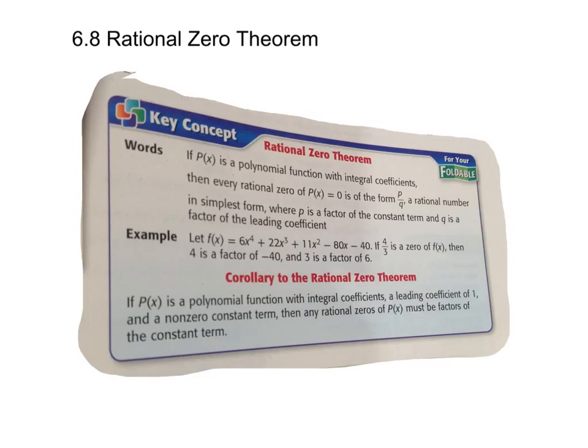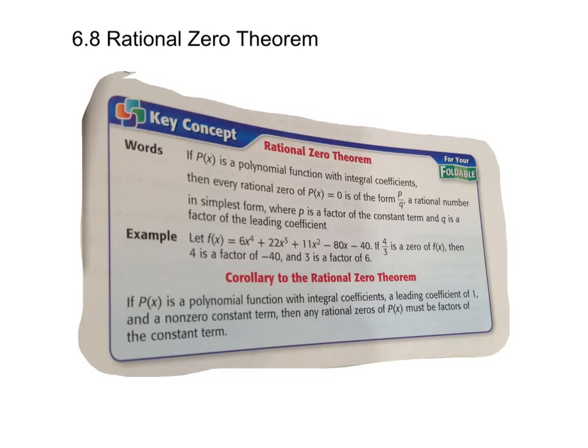Let's go ahead and get started by reading the key concept. If p of x is a polynomial function with integral coefficients, then every rational zero of p of x equals 0 is in the form of p over q, a rational number in simplest form, where p is a factor of the constant term and q is a factor of the leading coefficient.